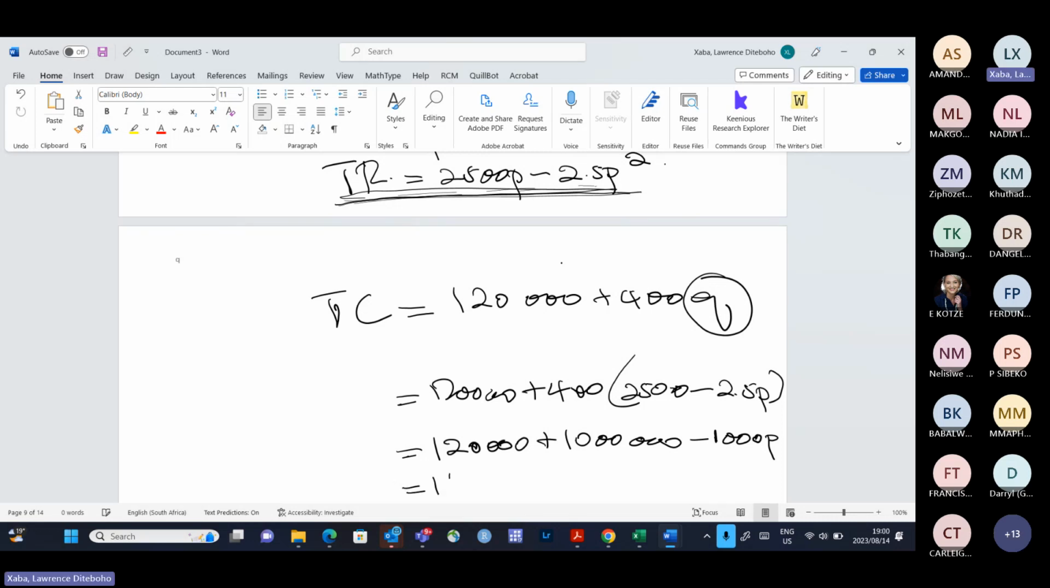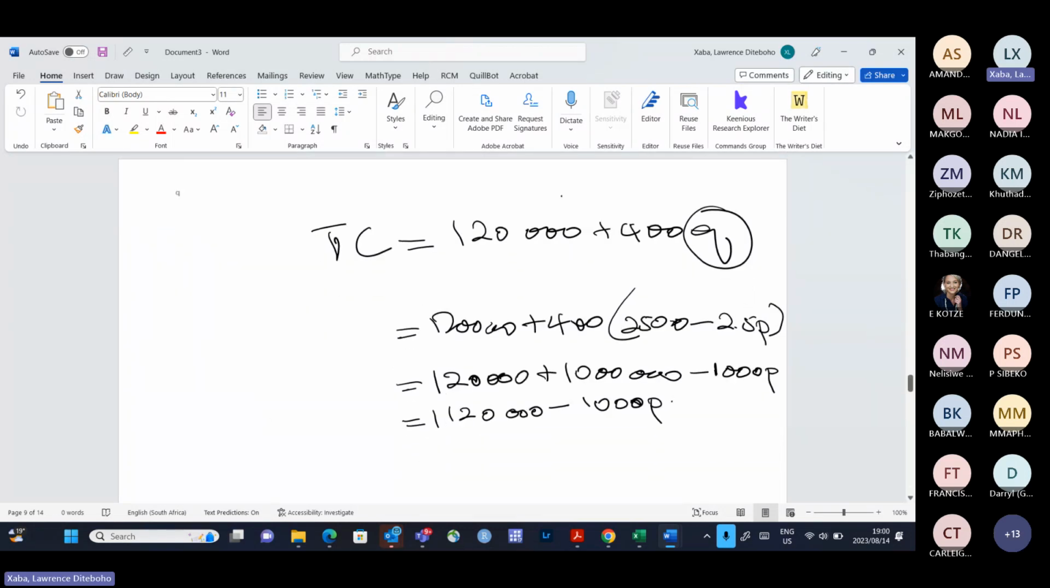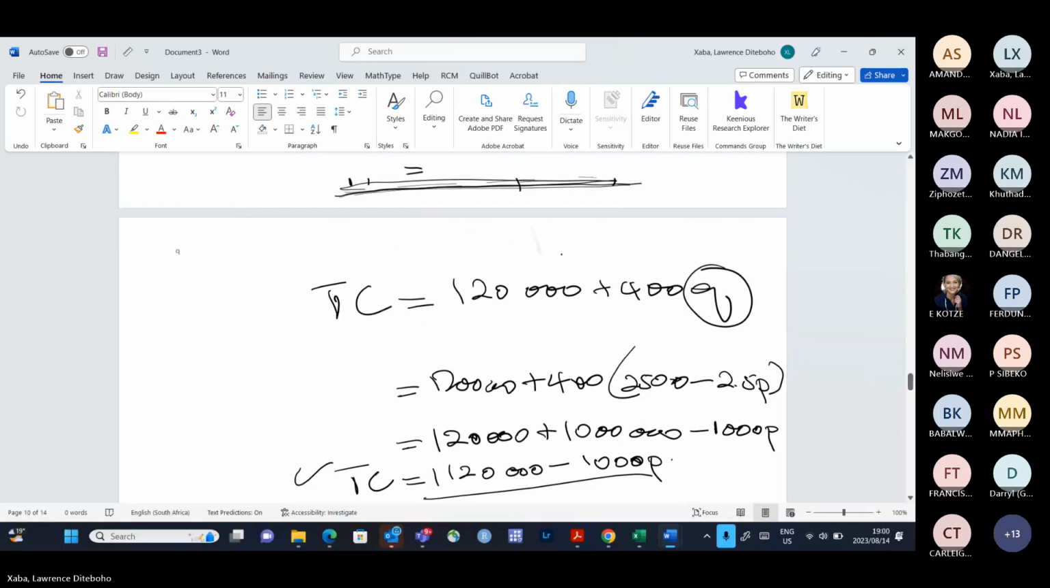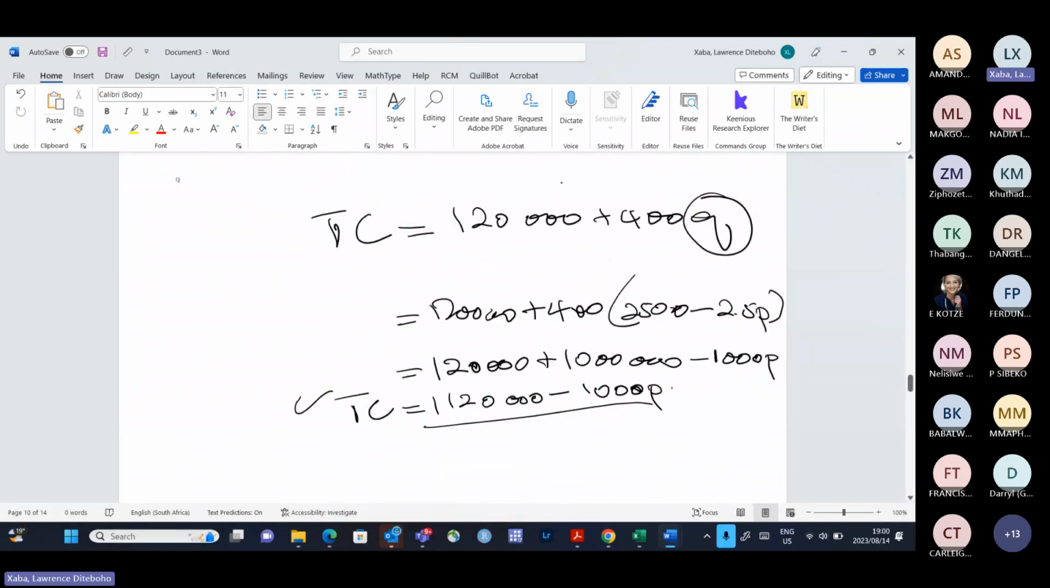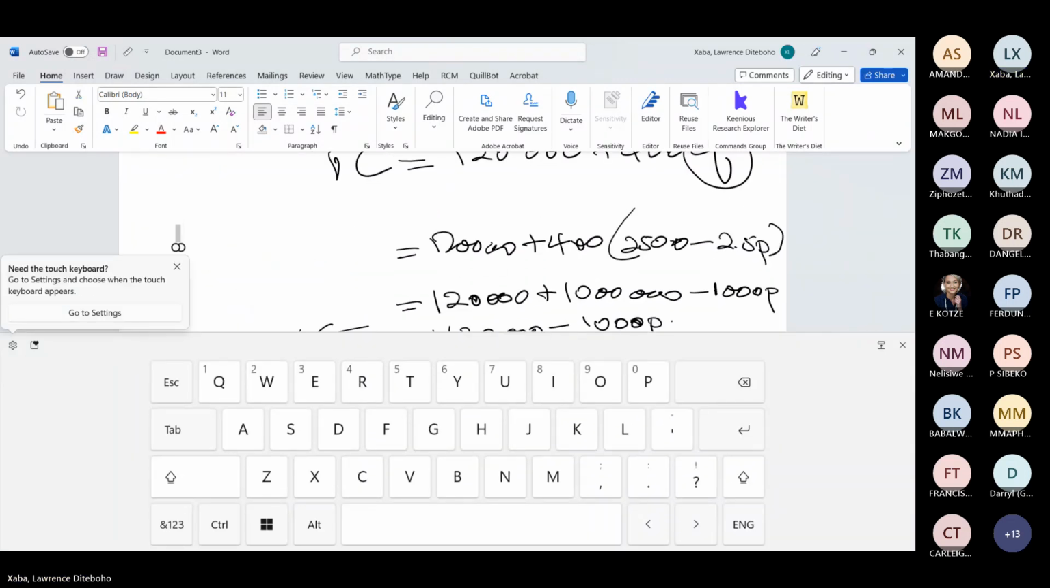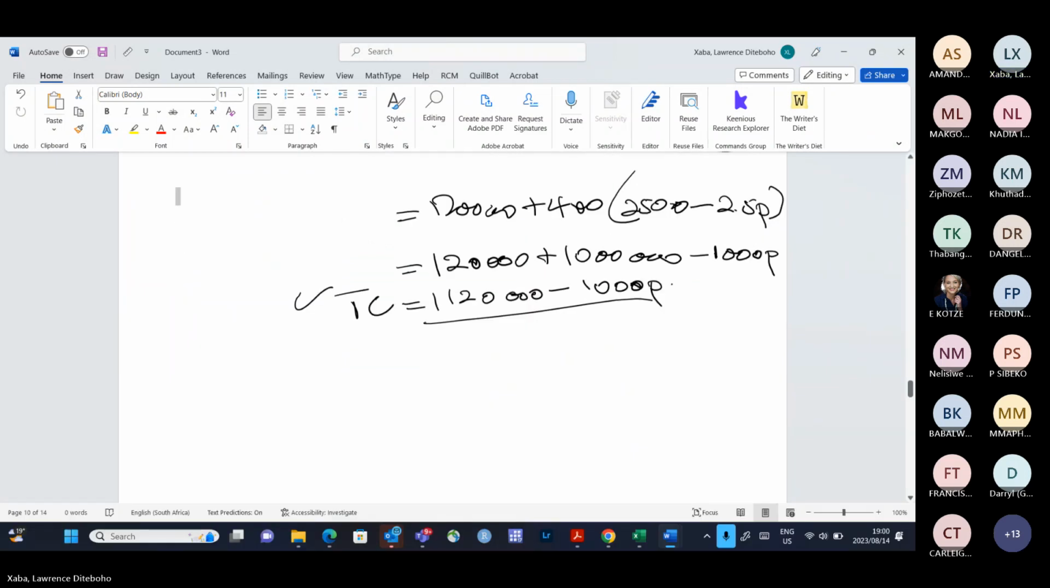Then we have 1.1 minus 1,000P. So this is our equation for total revenue. So we have our new total revenue, and we have not revenue, sorry, we have total cost, and we have total revenue. Okay. So what do we do now?